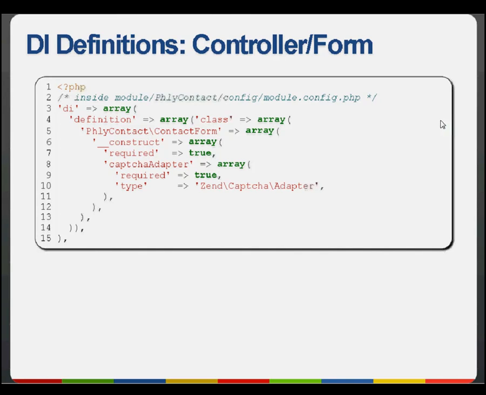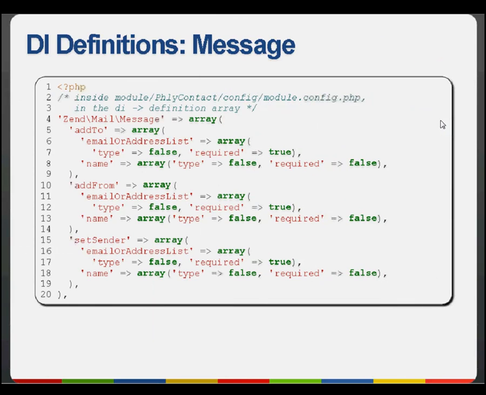So this is an interface that we're typing on, so we can actually tell it exactly which interface we want to use. It also means that if we get something that does not satisfy that interface, DI is actually going to tell us that before it actually tries to instantiate anything. The message is something interesting.